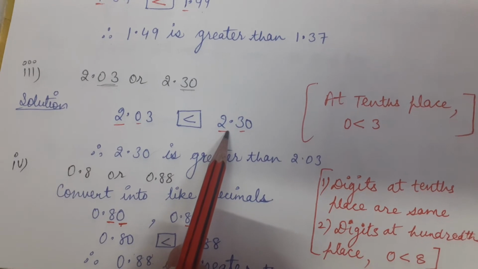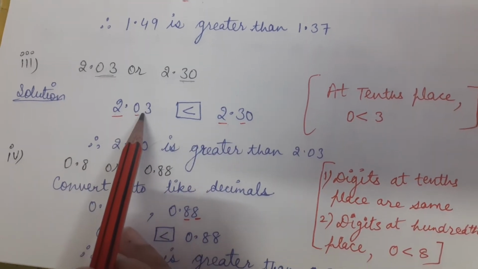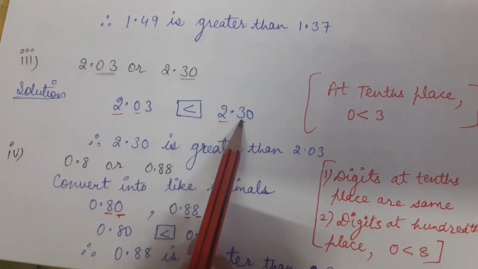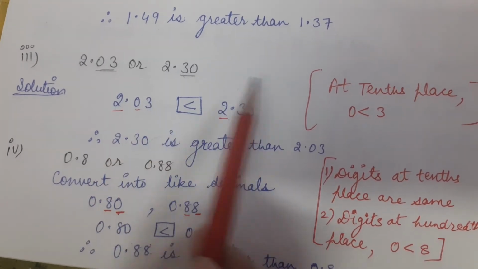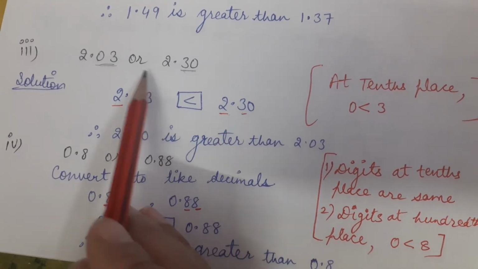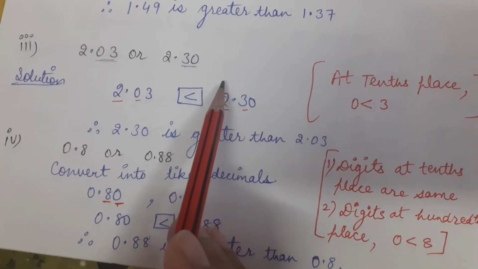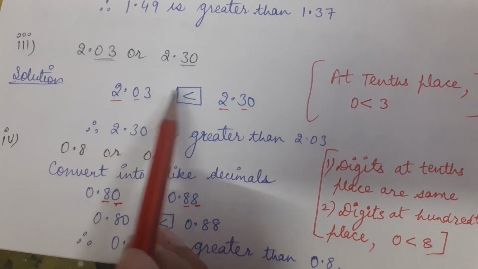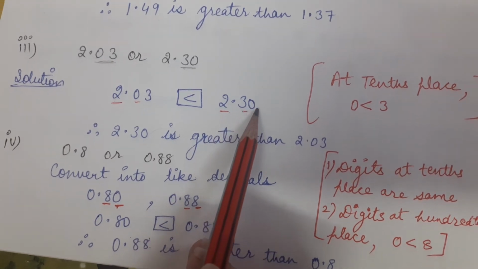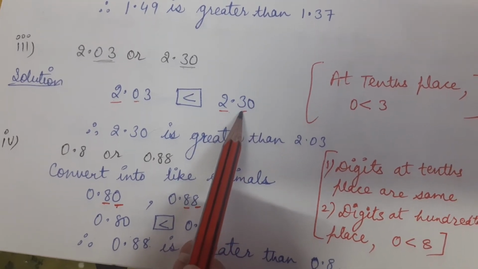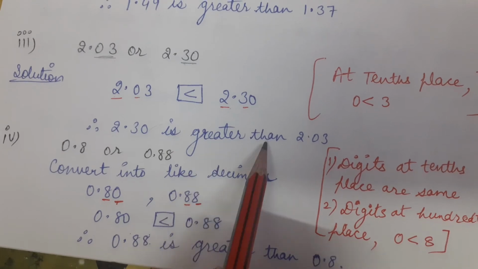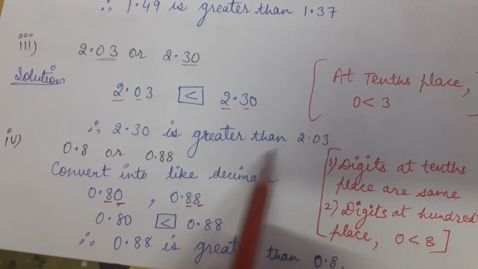Whole part is 2, so go further. 0 and 0 is less than 3, stop. We do not need to go further. 0 is less than 3, that means this decimal is less than this decimal number. So 2.03 is less than 2.30. So we can say 2.30 is greater than 2.03.